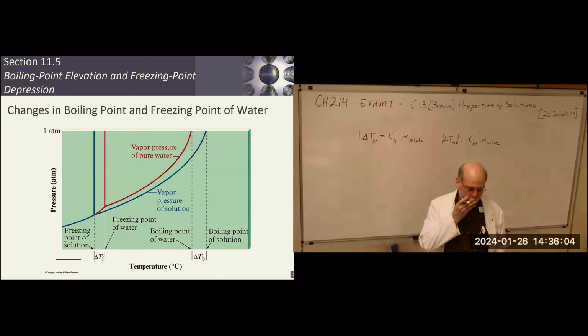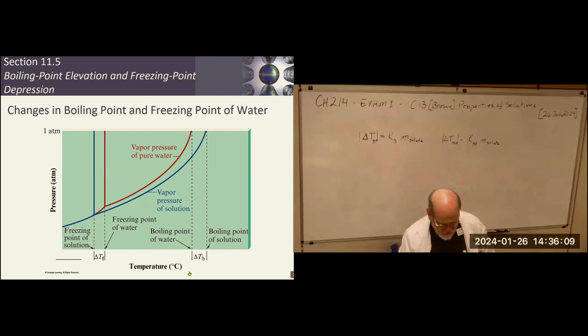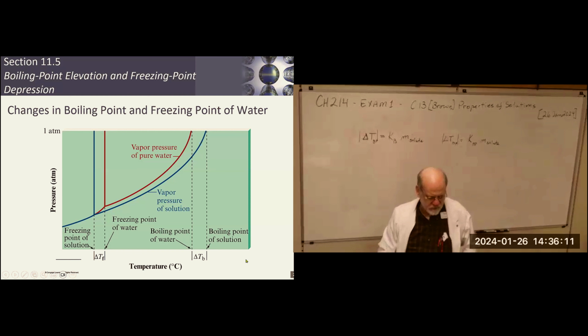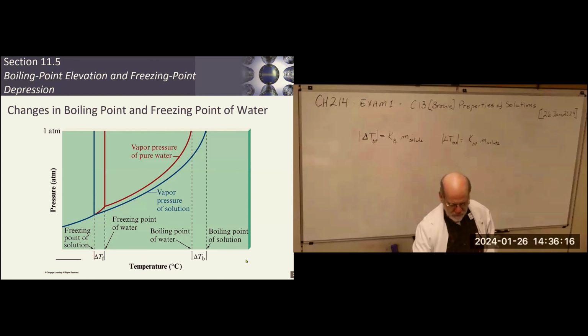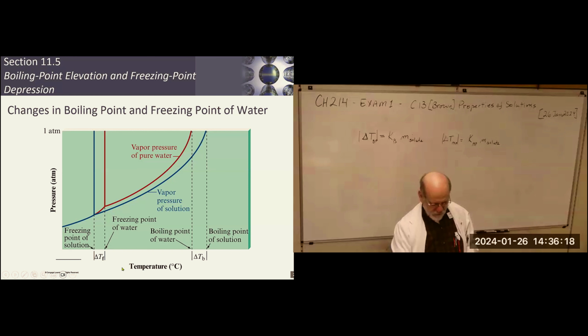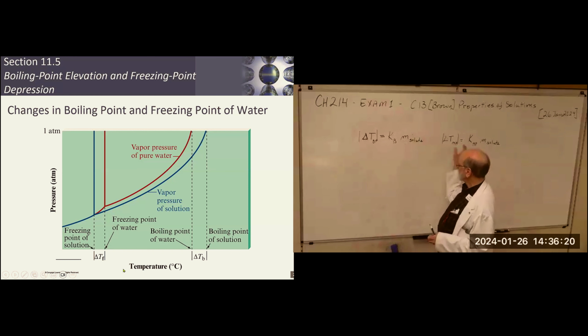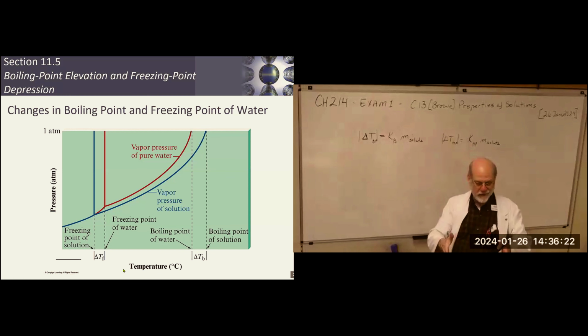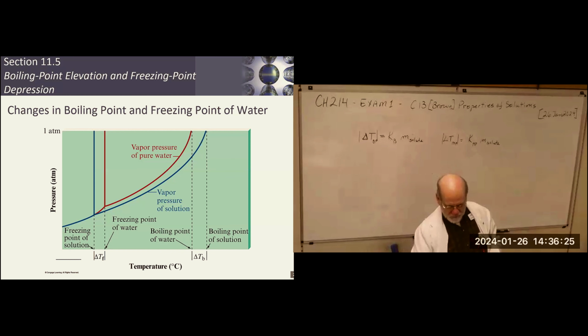So this is what a pressure versus temperature diagram looks like for the boiling point and freezing point of water. We're trying to describe both of these in the same diagram. A difference in boiling point here. So we see that the red line is pure water, and the blue line is the solution.